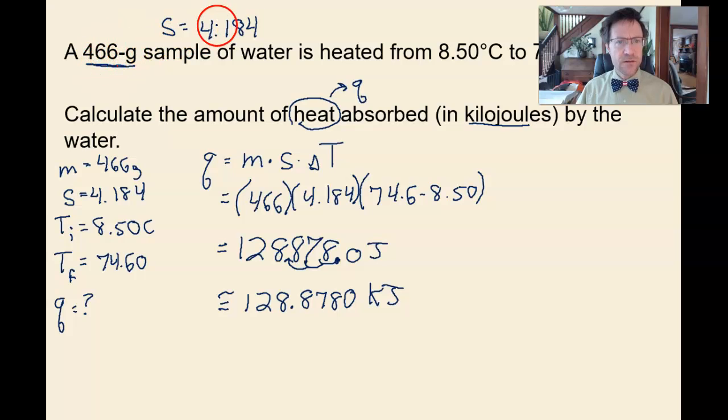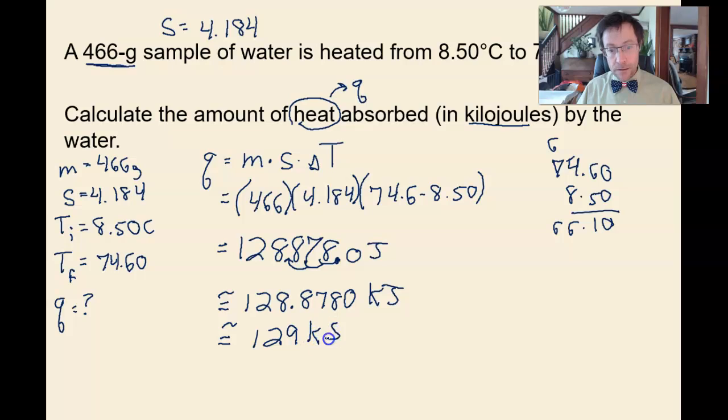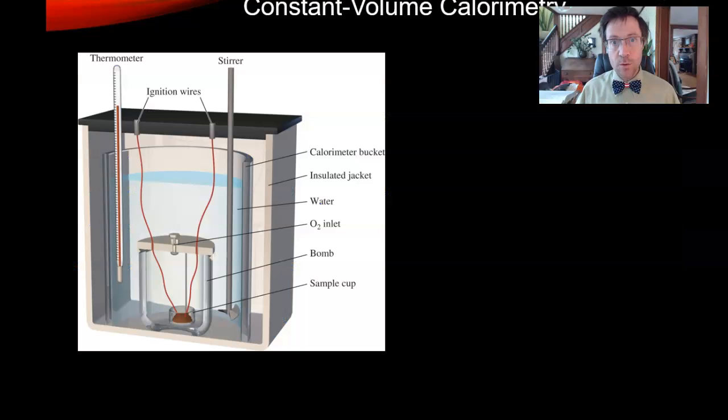Now, let me see here. I've got 3 significant figures, 4 significant figures. 74.60, 466, that's 3. It's 3 significant figures, so I'm going to have to round this to 3 significant figures. Let's call it 129 kilojoules. Dig? You guys follow that? Super easy, right? Easy peasy lemon squeezy. Not even scared. Q equals MC delta T is what we did in Regents.